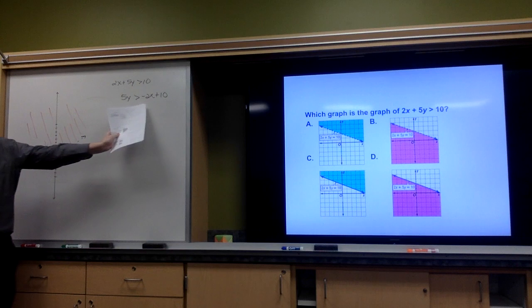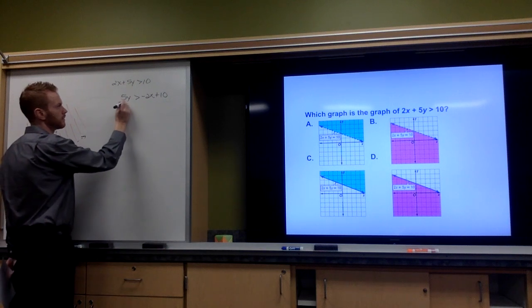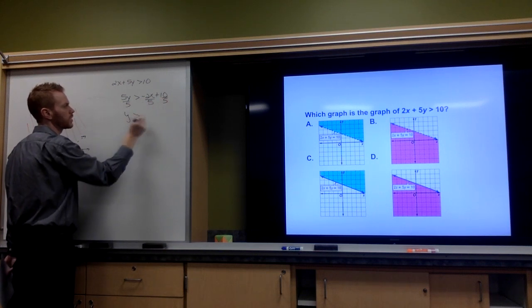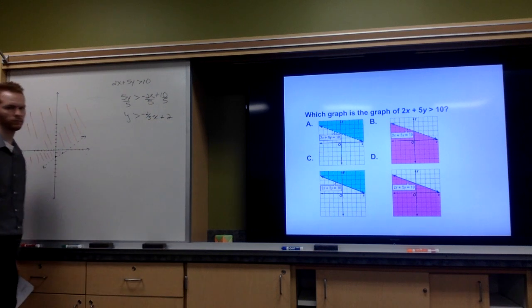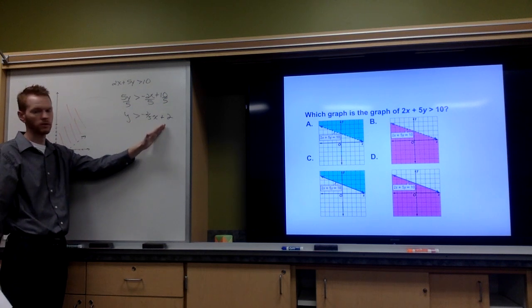Notice I put the x's first to keep it in that mx plus b form. Okay. Divide both sides by 5. So y is greater than negative 2/5 x plus 2. Okay, let's think about this for a second. Y is bigger than this guy, right?